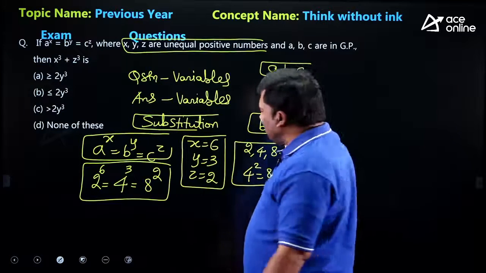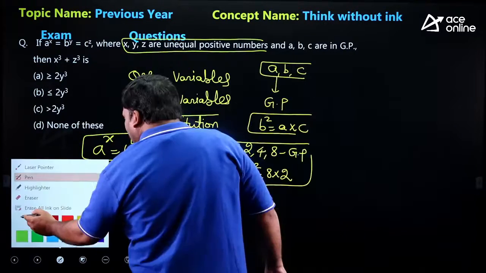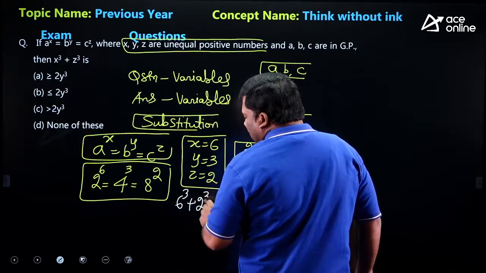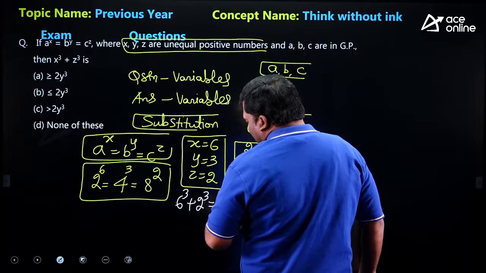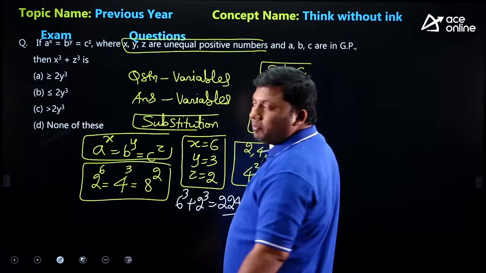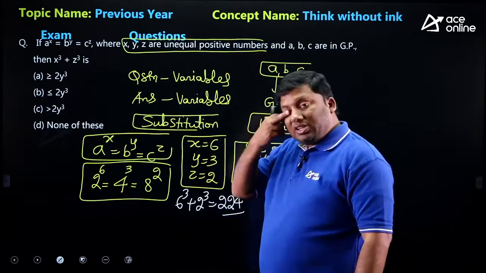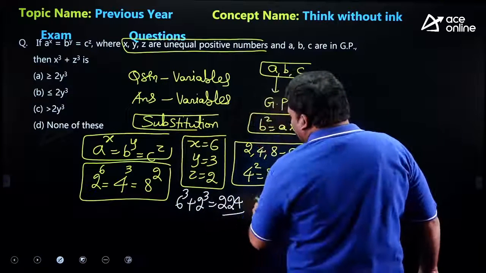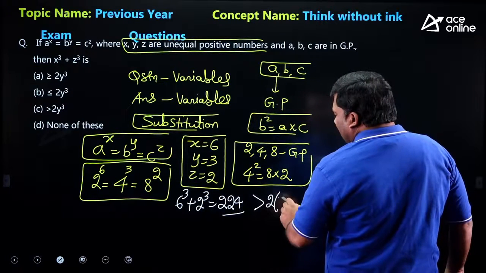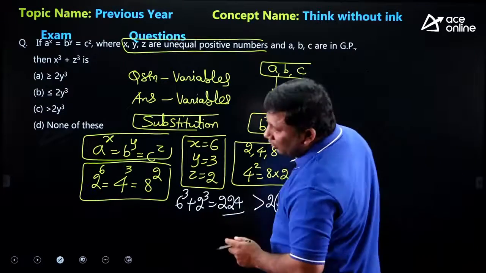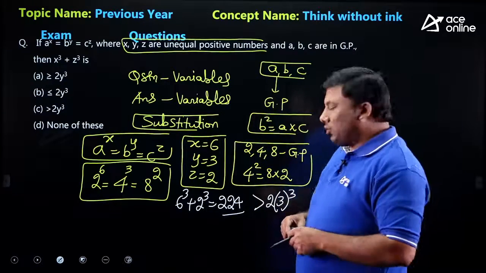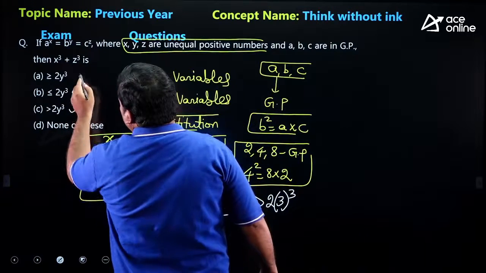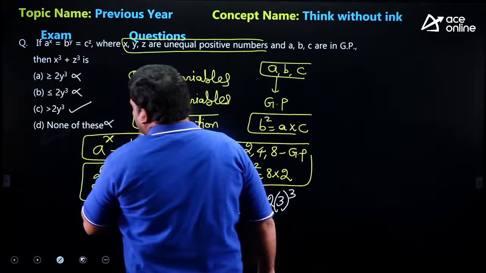Question is x cube plus z cube. 6 cube plus 2 cube. 216 plus 8, it is 224. See the options. It is greater than 2 into y cube. 2 into 3 cube, 27 2s are 54. So the answer for this question is: it is greater than 2y cube.